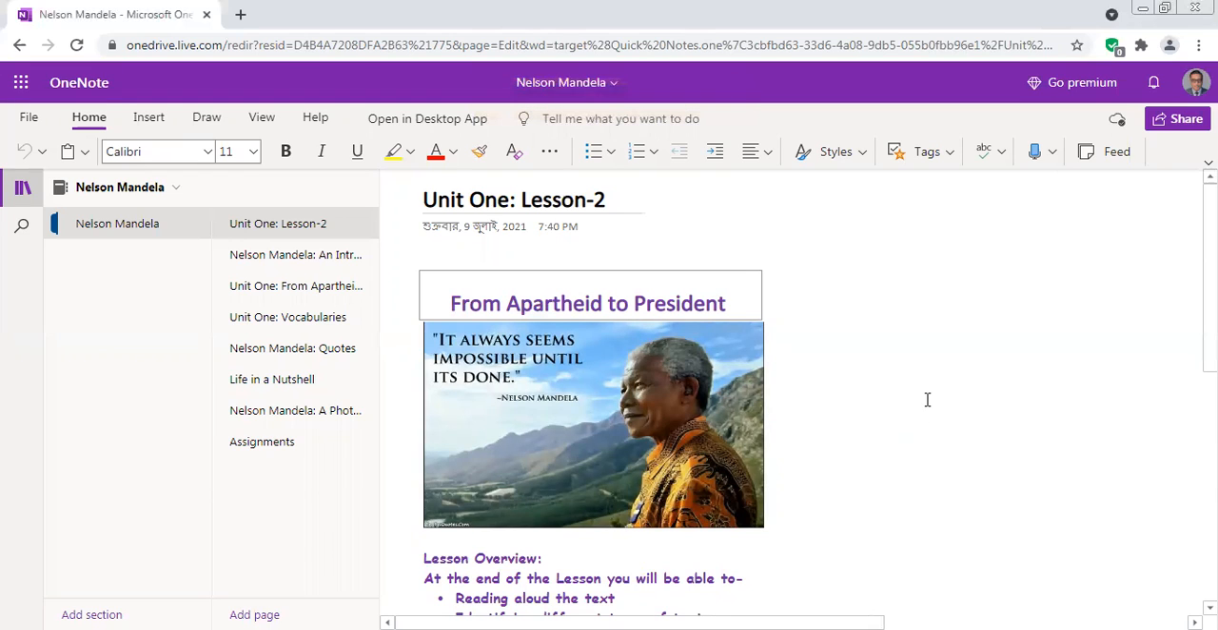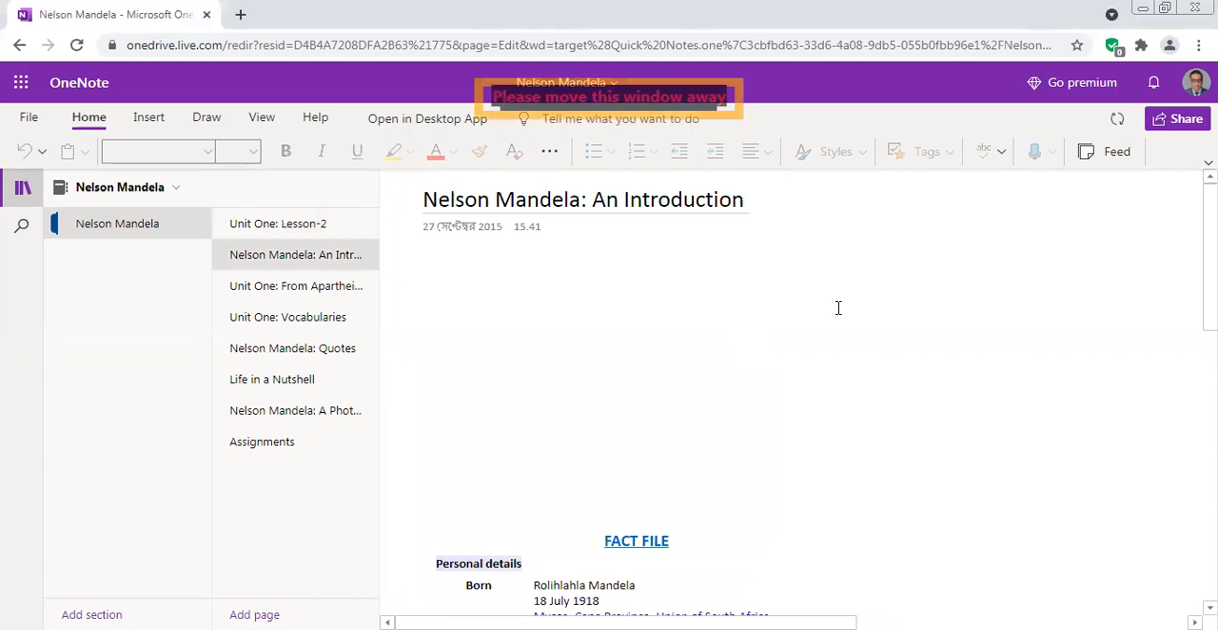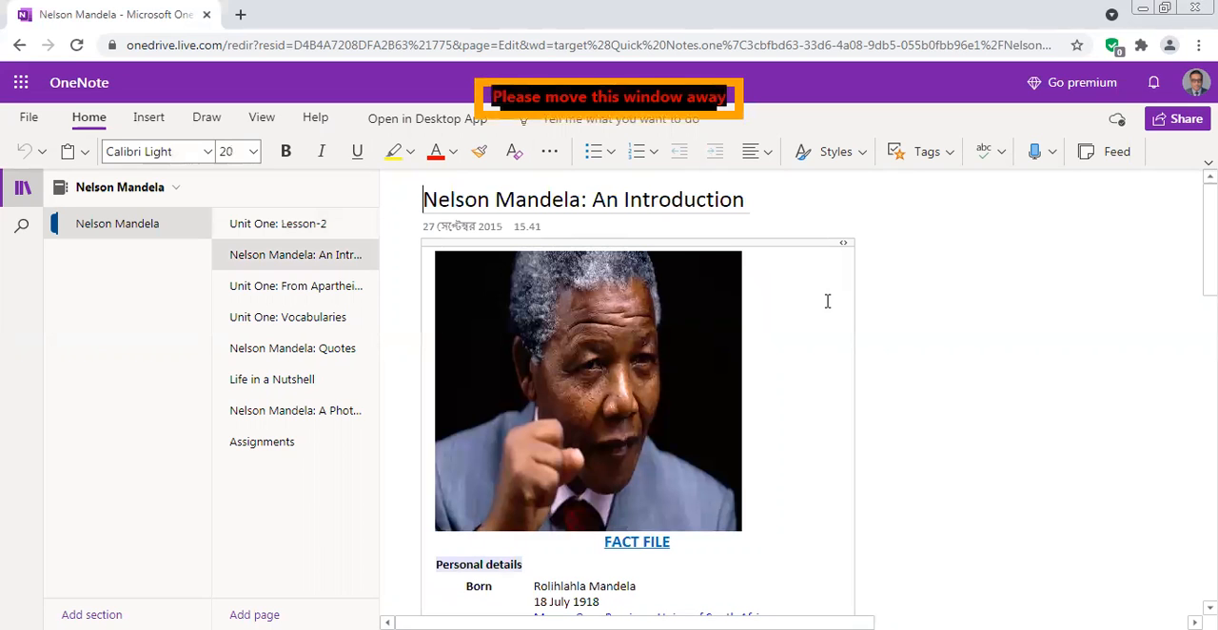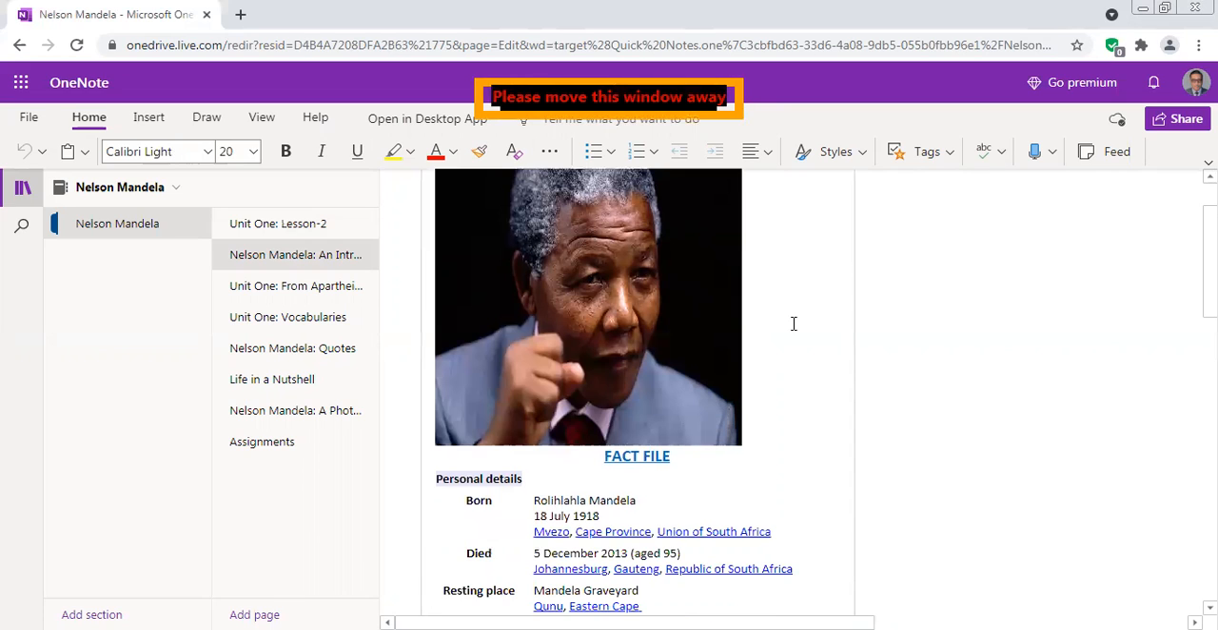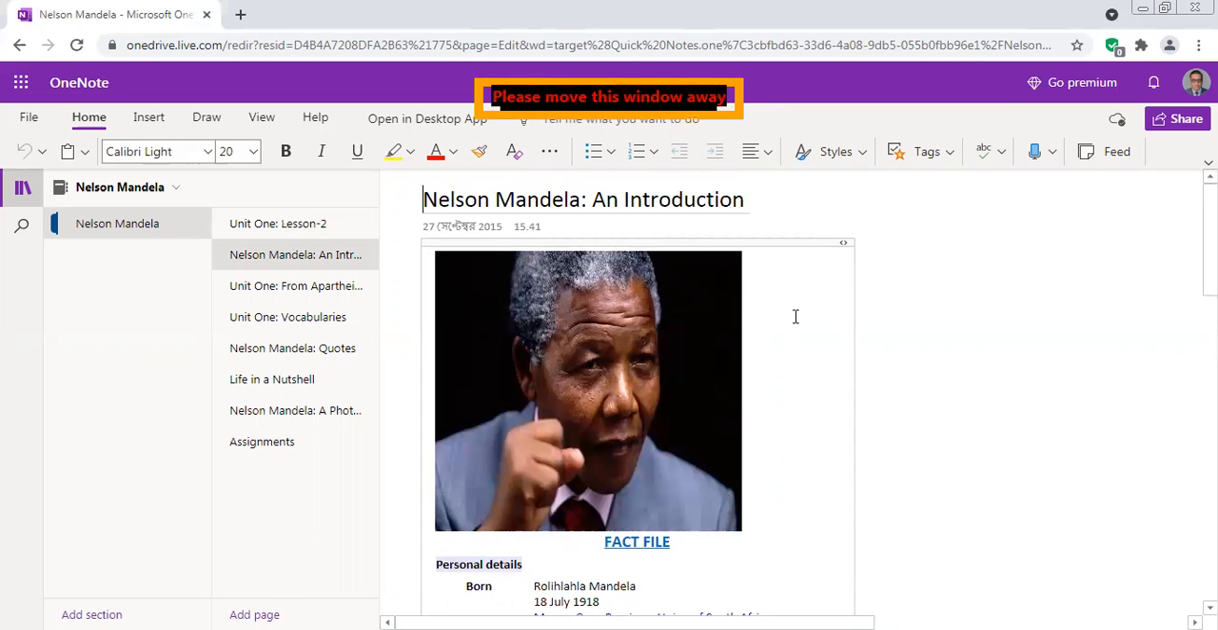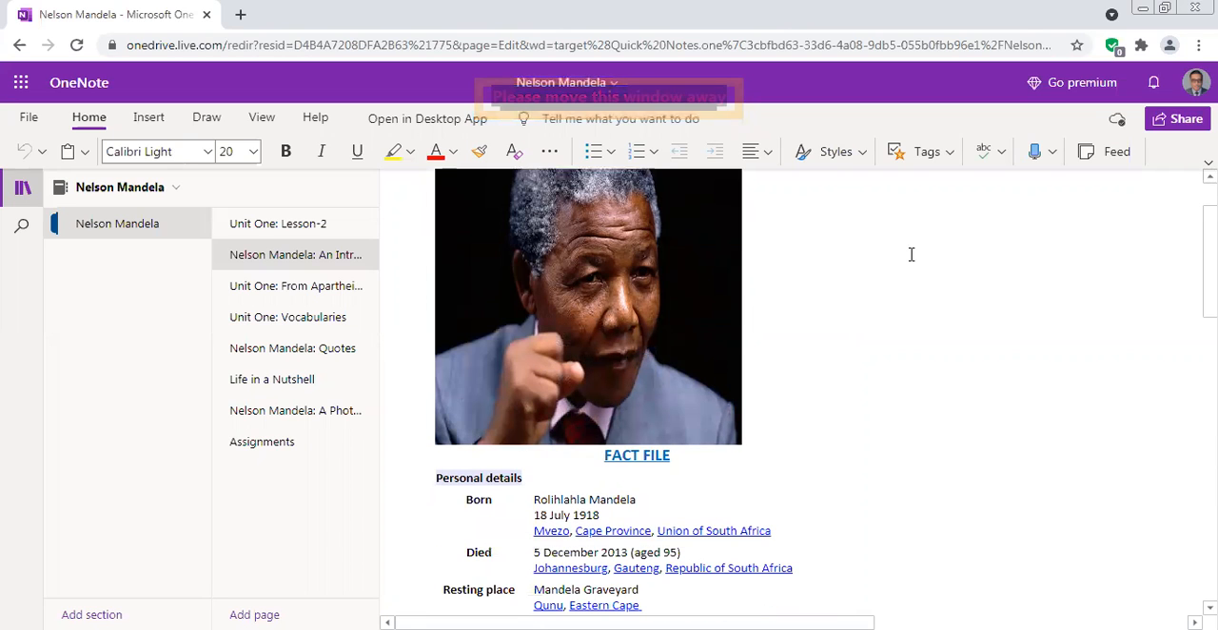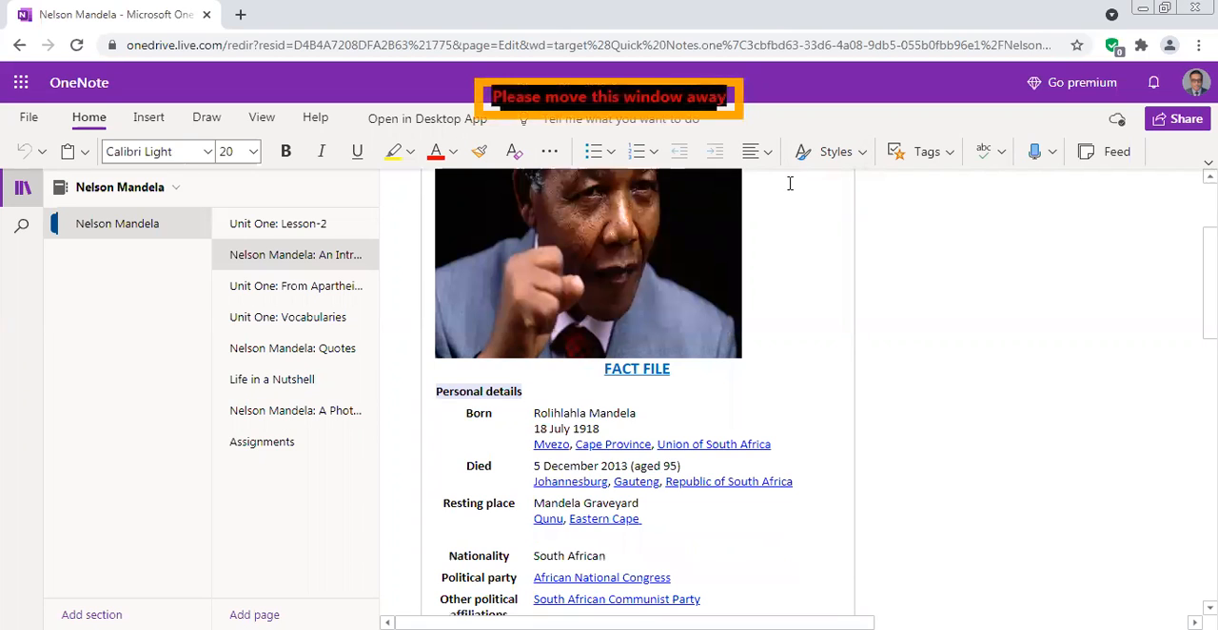At the beginning of the lesson, I would like to introduce you to Nelson Mandela. Here is the fact file I have added to our OneNote. Those who participated in my last class know that we use a OneNote notebook to take classes. This is one of the main sources of our work. So here is the fact file.